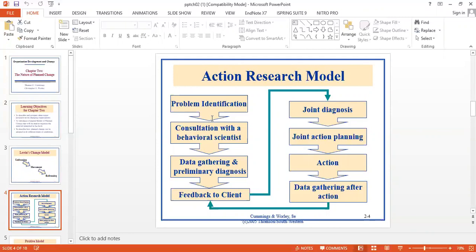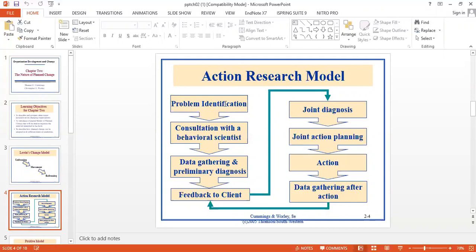Another thing is what kind of advantages we can take from the action research model. Before going to the advantages, I would like to explain these one by one. Number one is problem identification. When you are talking about organizational development practitioners, the key thing is to first identify the problem in the organization. What kind of problem is the organization currently facing?